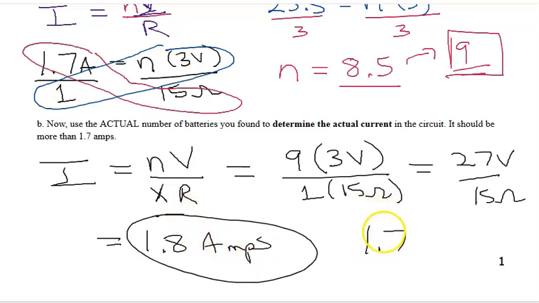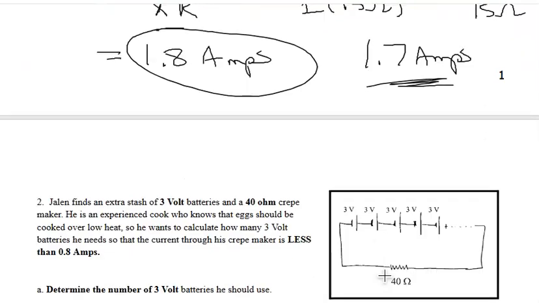Again, in the real world, we wanted at least 1.7 to be bright enough, and we got 1.8. We had to overshoot, like when you go to the ATM machine and you can only get $20 bills out of it, right? Sometimes you have to round, you want to make sure you have enough money, so you round up. All right, that was question 1.